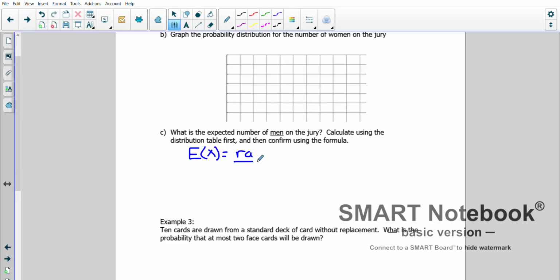Just don't get tricked. They're asking for the number of men you would expect. So the number of successful outcomes is 8. Number of total outcomes did not change. And the number of trials, we are picking 6 people. So the expected number of men would be 6 times 8 over 18. So you get 48 divided by 18, you get 2.66 or 2.7 men. So of course there's more women in the jury pool, so you'd expect more women.